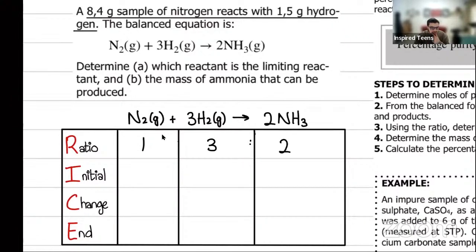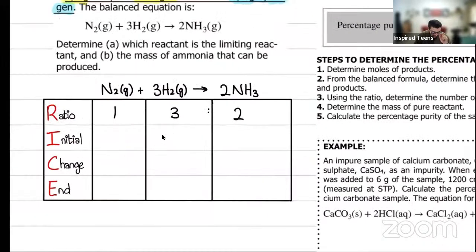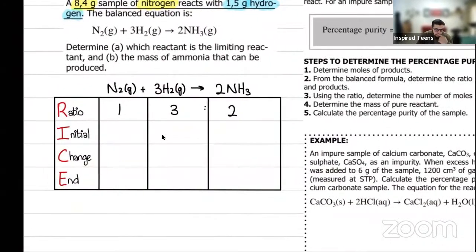Okay, so now we need to determine which is which. But we do know initially we have this amount. Initially we have 8.4 grams of nitrogen and 1.5 grams of hydrogen. That's the initial information that we have. That's how we understand that it's initial, because they don't tell us.